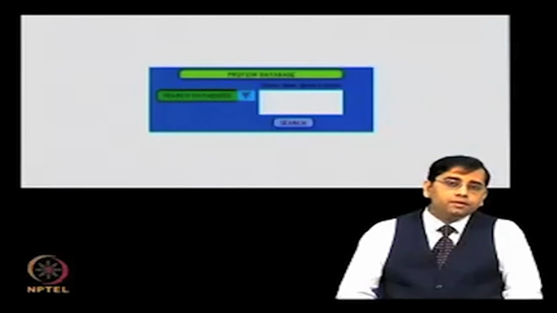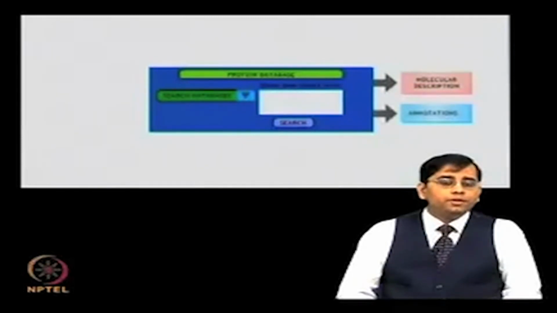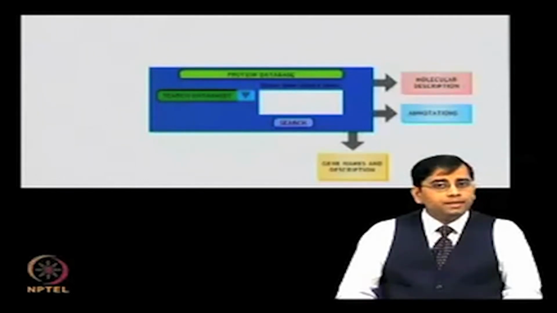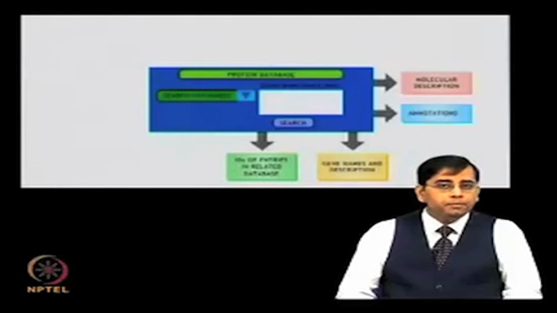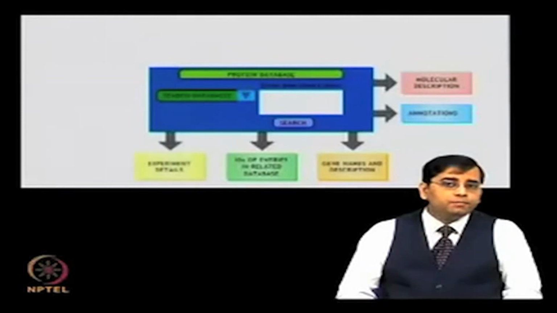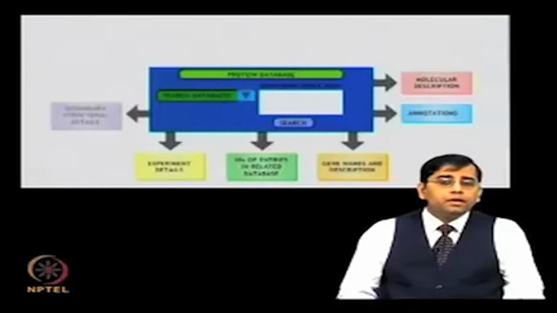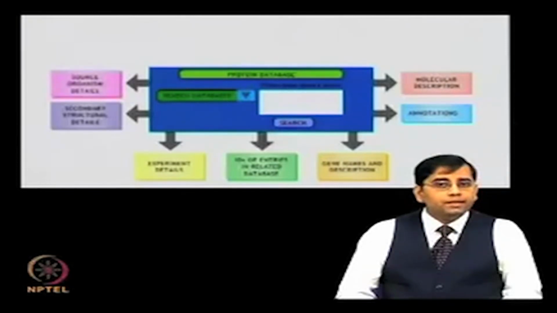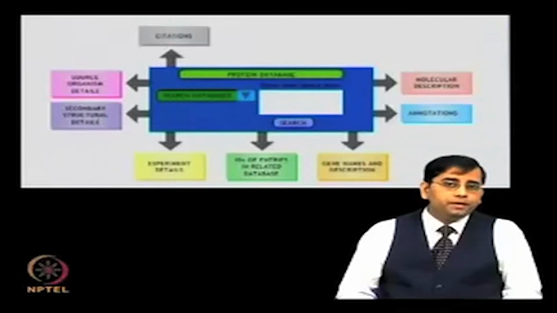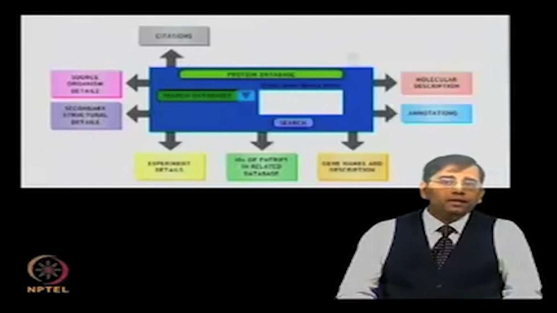The generalized information that users can obtain from protein databases is a general description of the protein molecule, annotation of the protein, name and description of the gene that transcribes them, ID of the same protein in other relevant databases, details of the experiment conducted for characterizing proteins, details of protein secondary structures, details of the organism which was used as a source for obtaining the protein, and citations of research conducted.